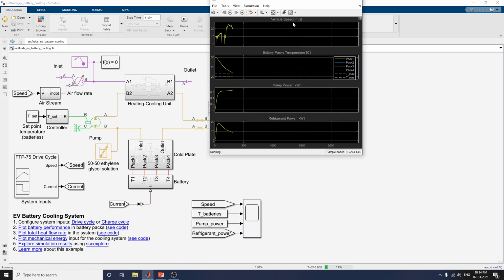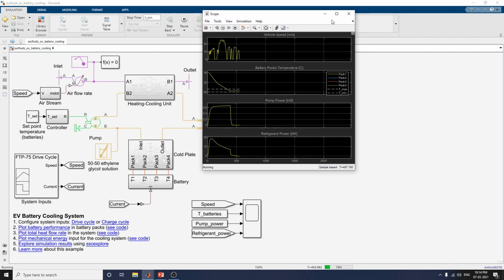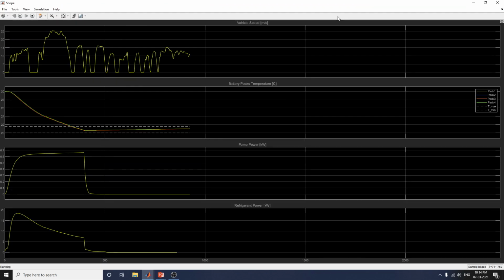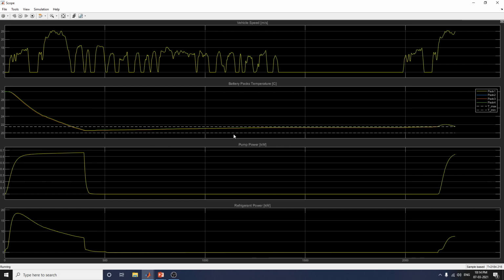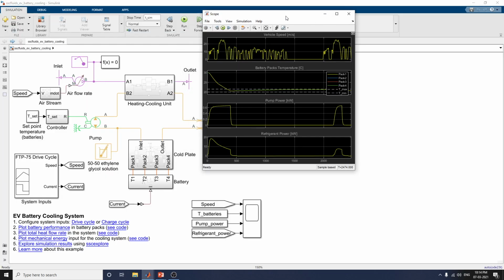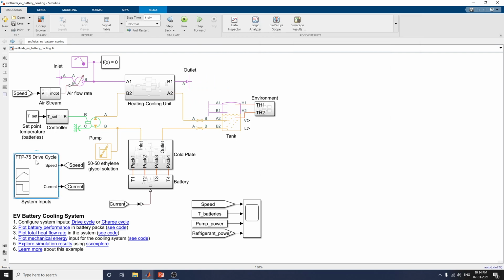Okay, now we can see the output in terms of vehicle speed and battery packs. The lower dotted line gives the temperature minimum, and this is where temperature maximum. These all lie in battery pack 1, pack 2, pack 3, pack 4, battery packs in terms of temperature. The vehicle speed, what are the inputs, is almost the same with this one. You can see, analyze the inputs.